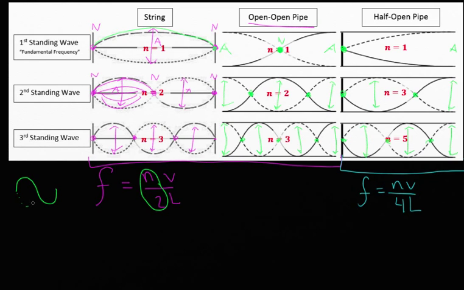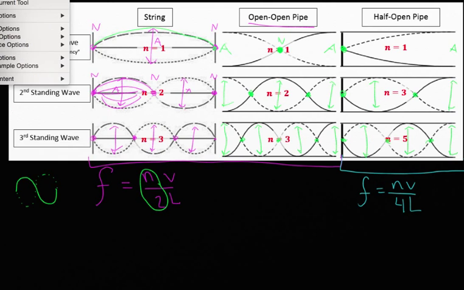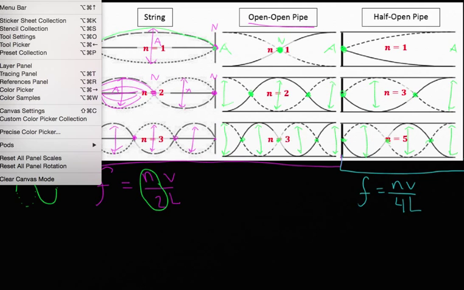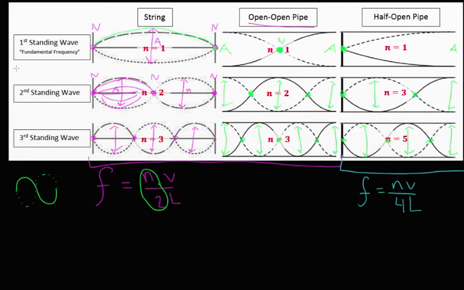And if we draw the other side as dots, we get this. Okay, this portion right here is just half of a wavelength. So that first standing wave is half of a wavelength.